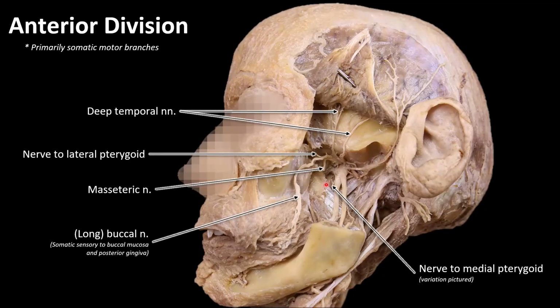to the medial pterygoid. And just so there is no confusion here, I wrote it on the slide, but it's worth saying out loud. This donor pictured here has a little variation in where this nerve to medial pterygoid branches from. Typically, this is a branch off the anterior division, but in this individual, it came off the posterior.